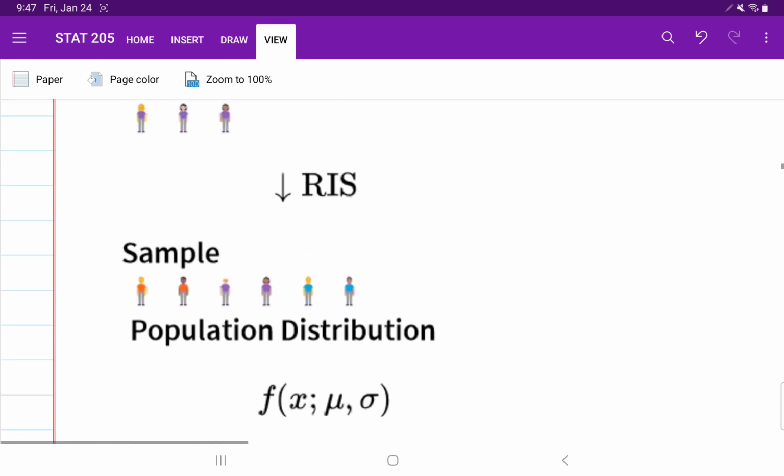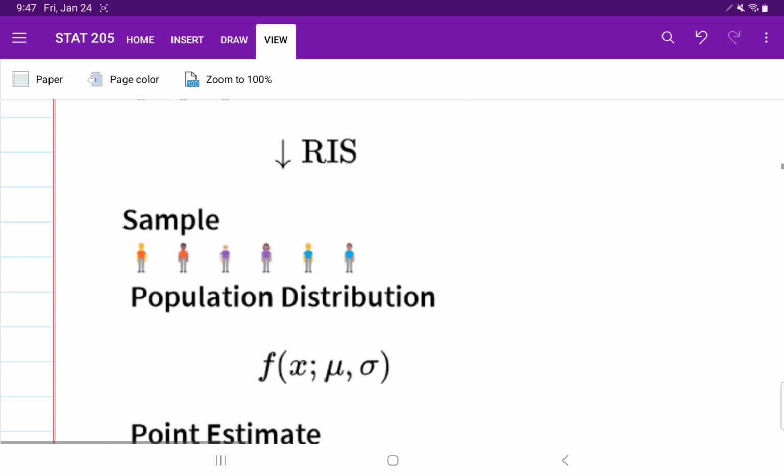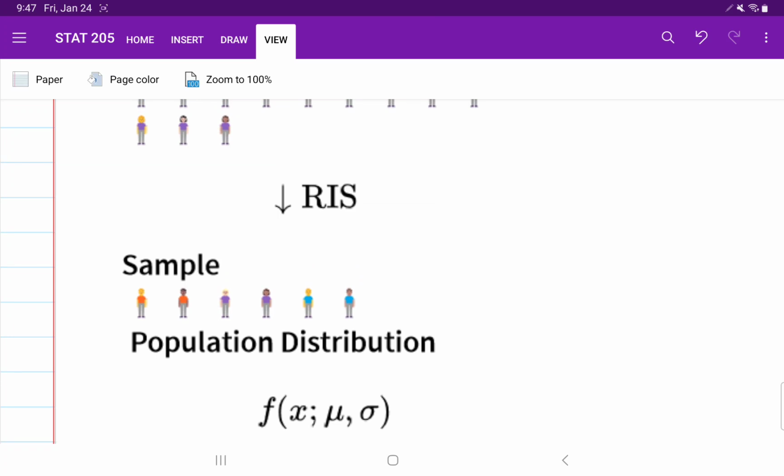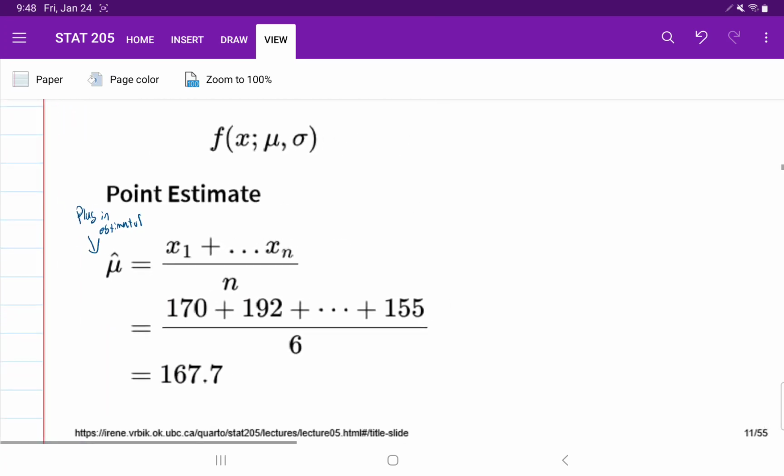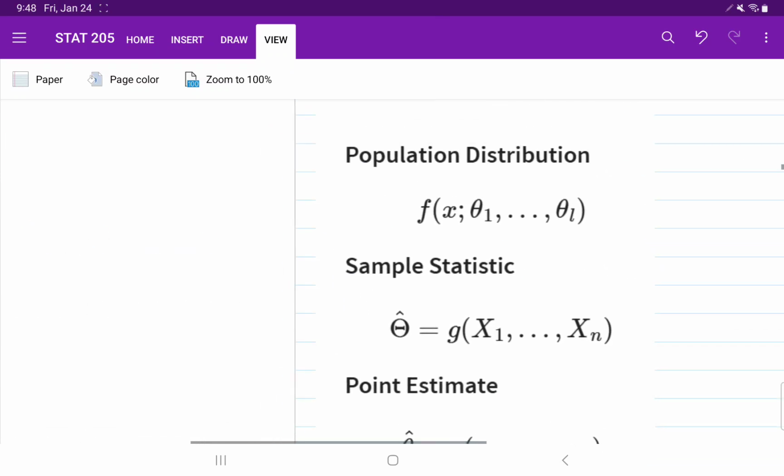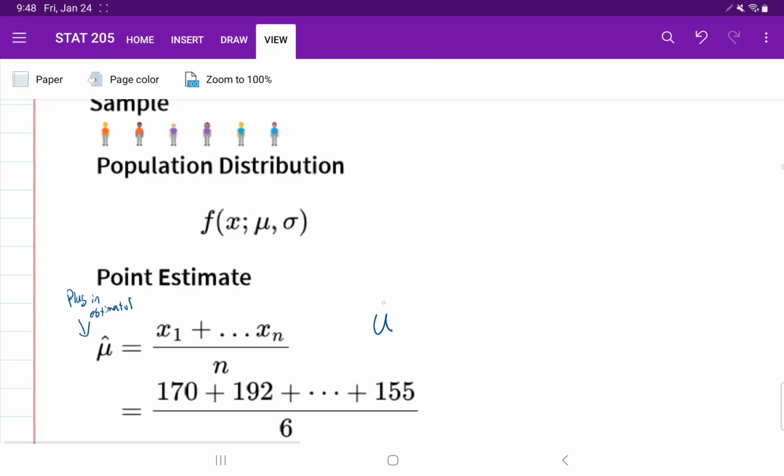I take a random sample from the population. These random variables now get changed to their actual observed values. So I take a sample of 6 people, I record their height if we're talking about height, and then I take their average. So this value of 167.7 centimeters is my estimate for the population parameter mu. And this equation is my estimator for that population parameter mu.